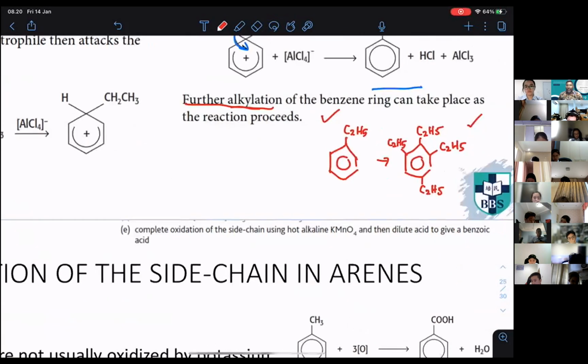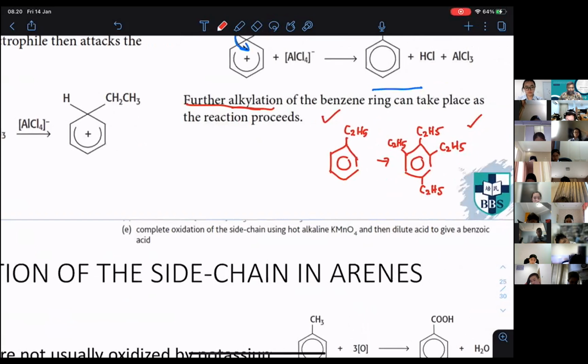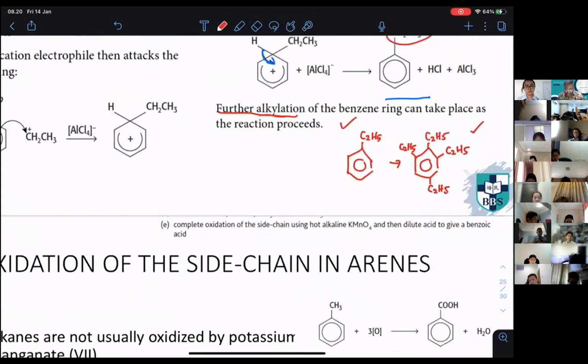Okay, that they are going to be 2,4,6 directing. So you need to apply yourself. All this we have learned. But now I'm going to teach you additional stuff that we haven't learned. I think this one we have also learned.